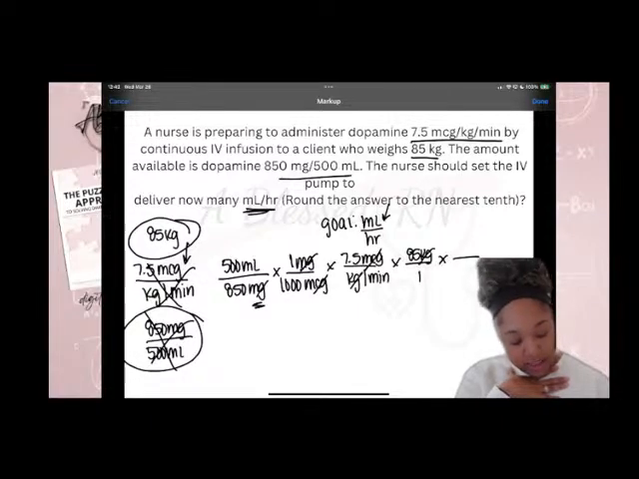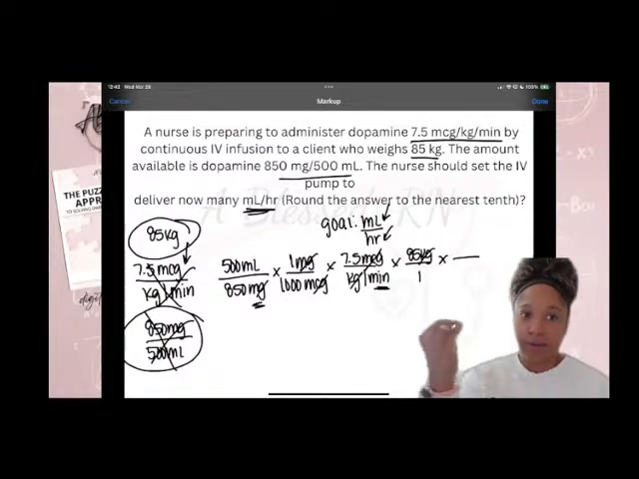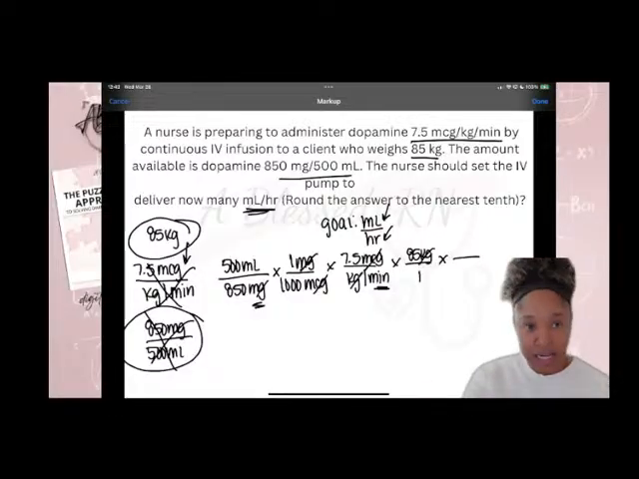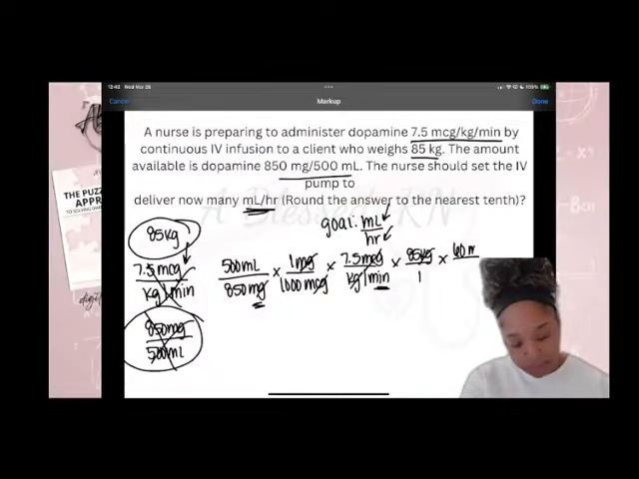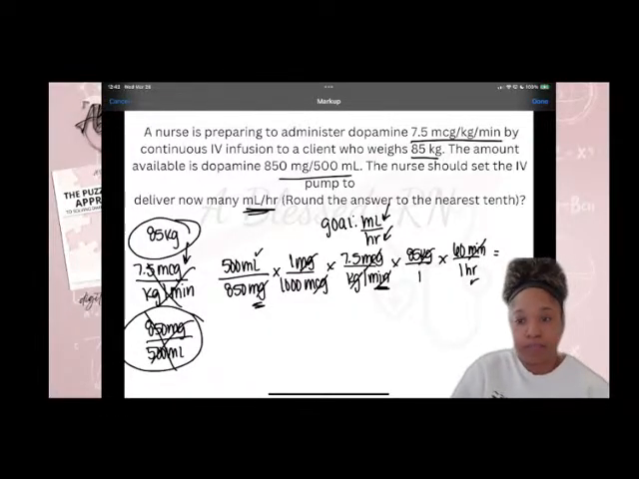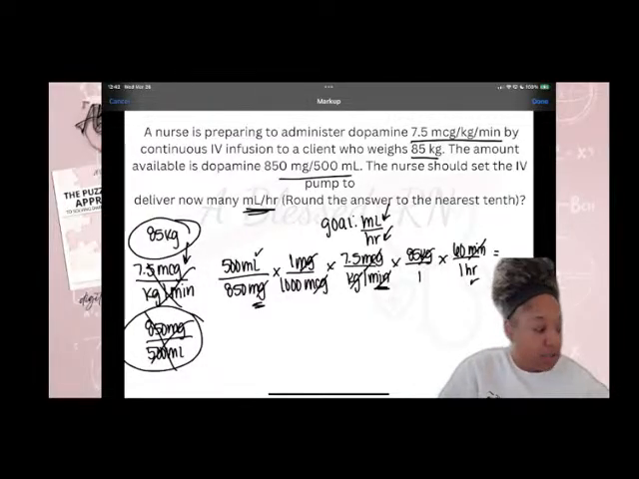So the last step is my minutes. I need hours. So there are 60 minutes in an hour. Another conversion. Everything is now gone except for milliliters on the top, hours on the bottom. And your puzzle piece is gone. It's completed. Now we can do the math, okay?